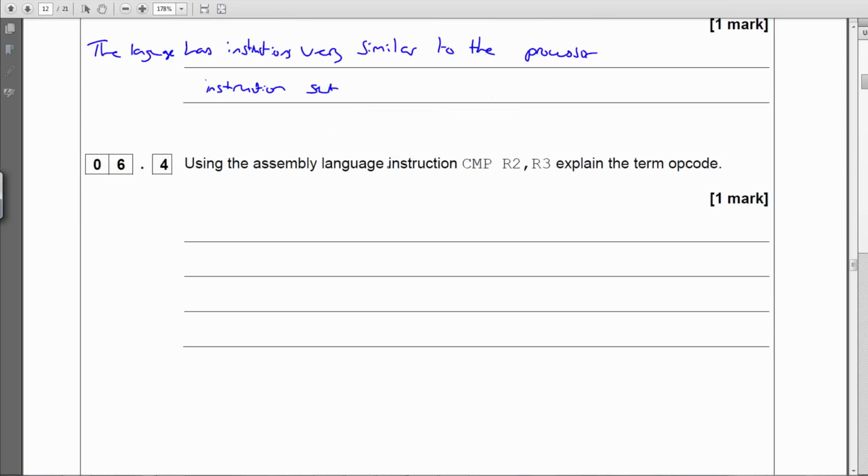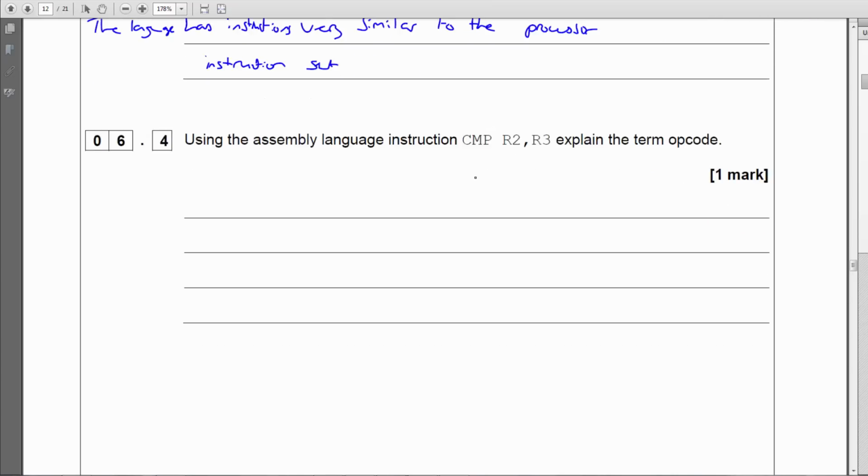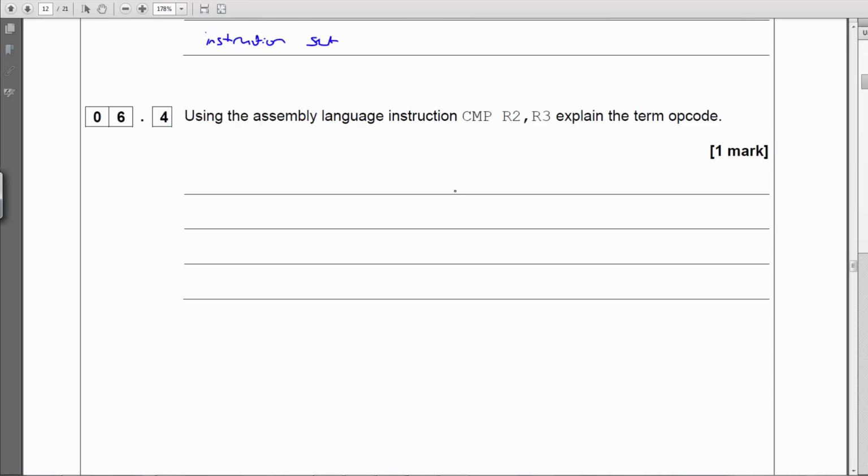Okay, next question. Using the assembly language instruction CMP R2 R3, explain the term opcode. Again, only worth 1 mark. When it's assembly language, it looks like this. These are registers, so these are the operands, and I happen to know that this is compare. If you didn't recognise it, I wouldn't imagine you need to know what that is to explain this term.